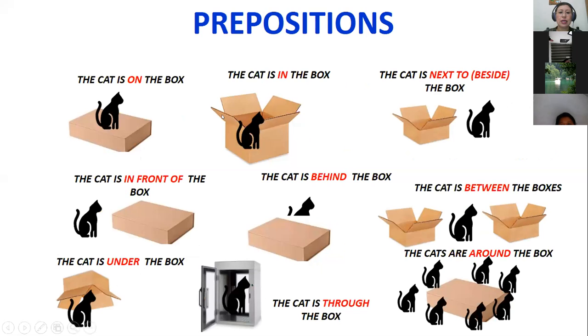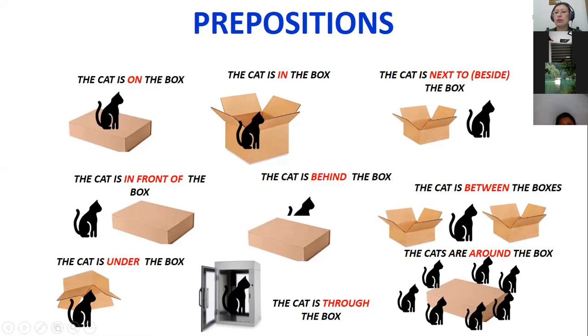We also see prepositions like the ones in a drawing, in the pictures. The cat is on the box. The cat is in front of the box. So we are establishing the relationship of the cat regarding the box. The cat is under the box. The cat is through the box. The cat is behind the box. The cat is in the box.